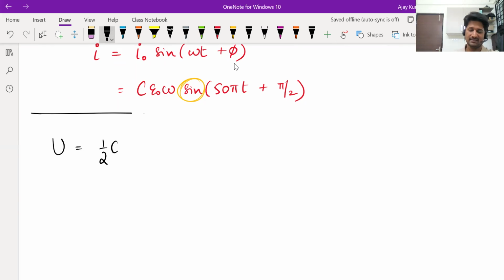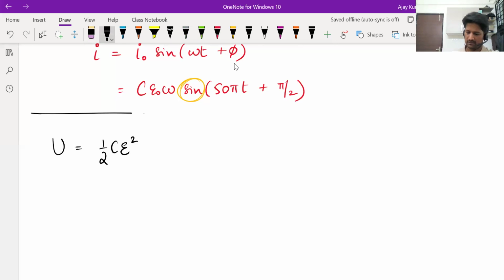In this case, you will write half C E square, the alternating EMF squared. You can also use Q square by 2C. Now you know how to derive the charge function, no? You substitute the charge function here, you will get the energy function. Can be done, but you don't have to do that. EMF is given, capacitance is given, you can use half C E square.